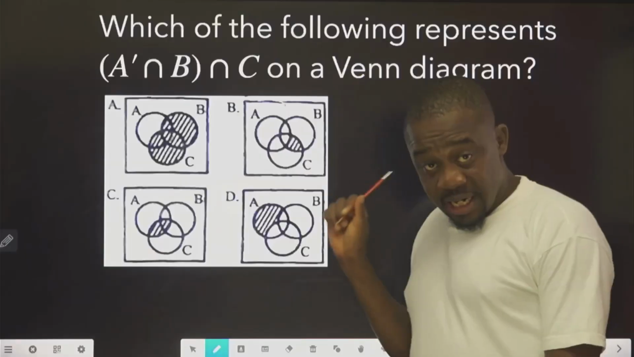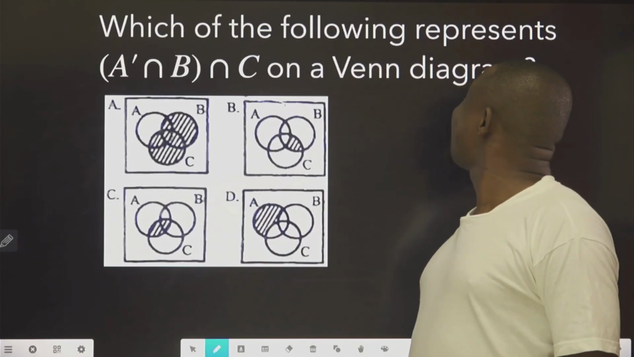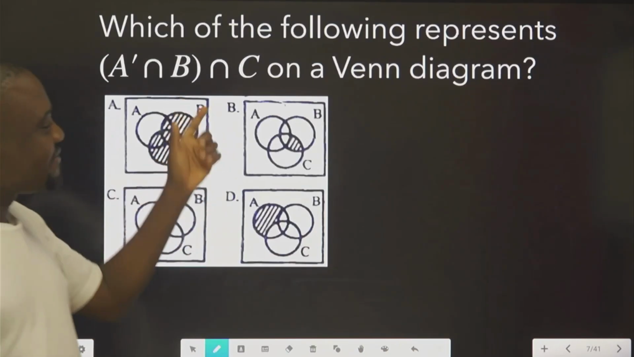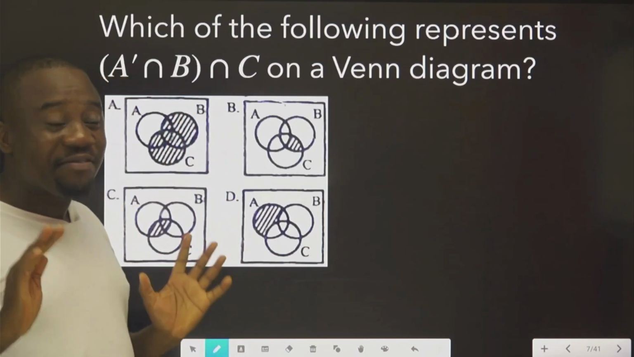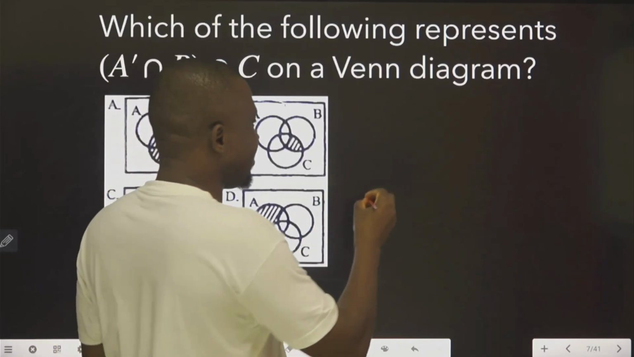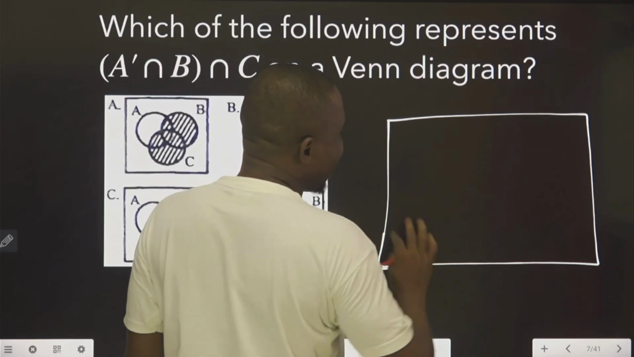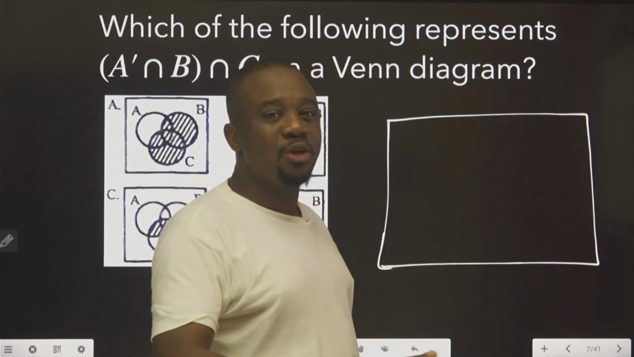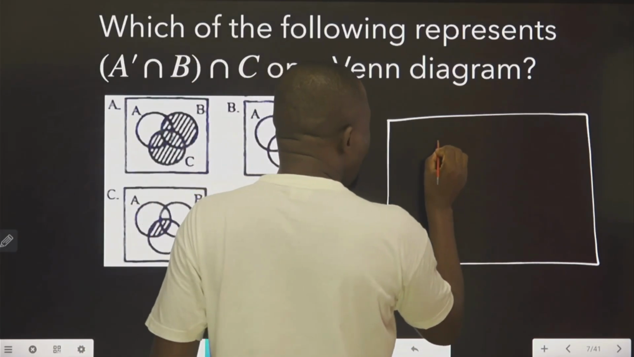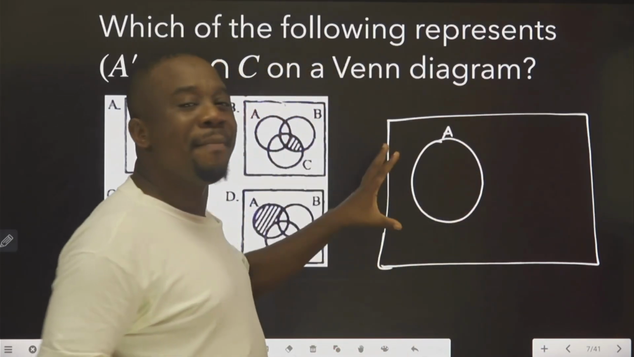Remainder's theorem. Let's look at this. It says, which of the following represents this notation on this Venn diagram? Let's do it one after the other. What is the meaning of the complement of A? If this is a Venn diagram, okay, everything inside here represents the universal set. Inside. Everything inside. Now, we are going to put A here. This is our A.